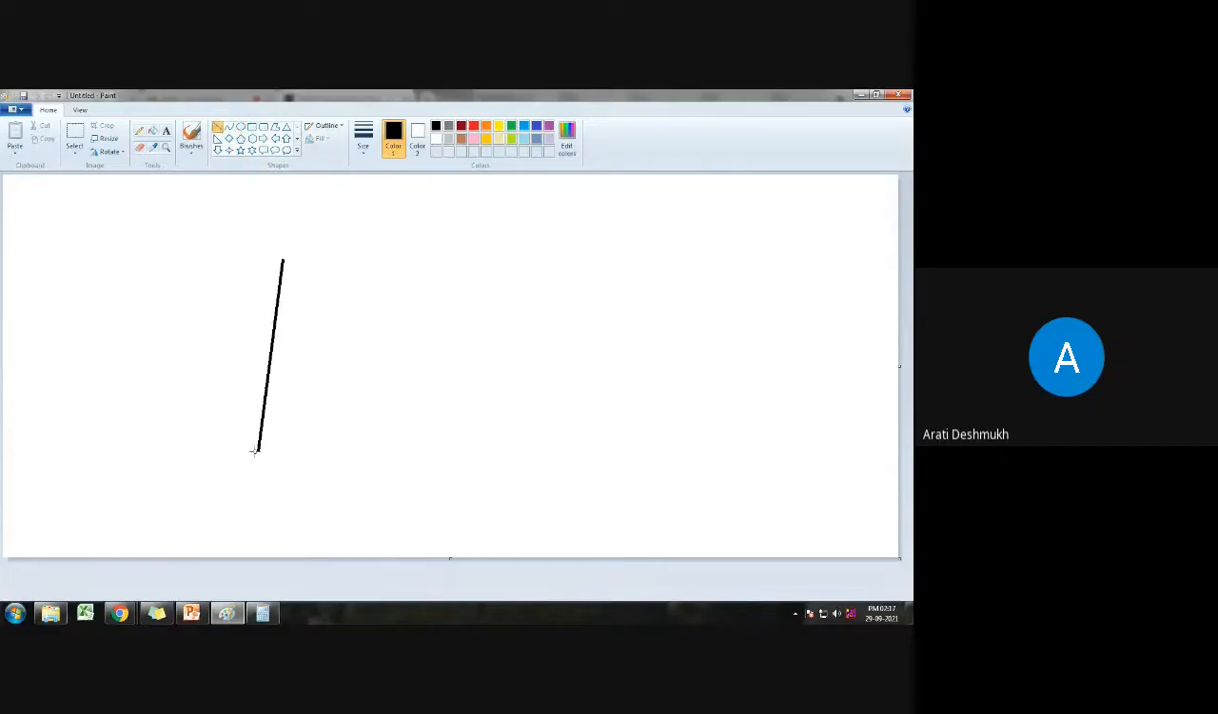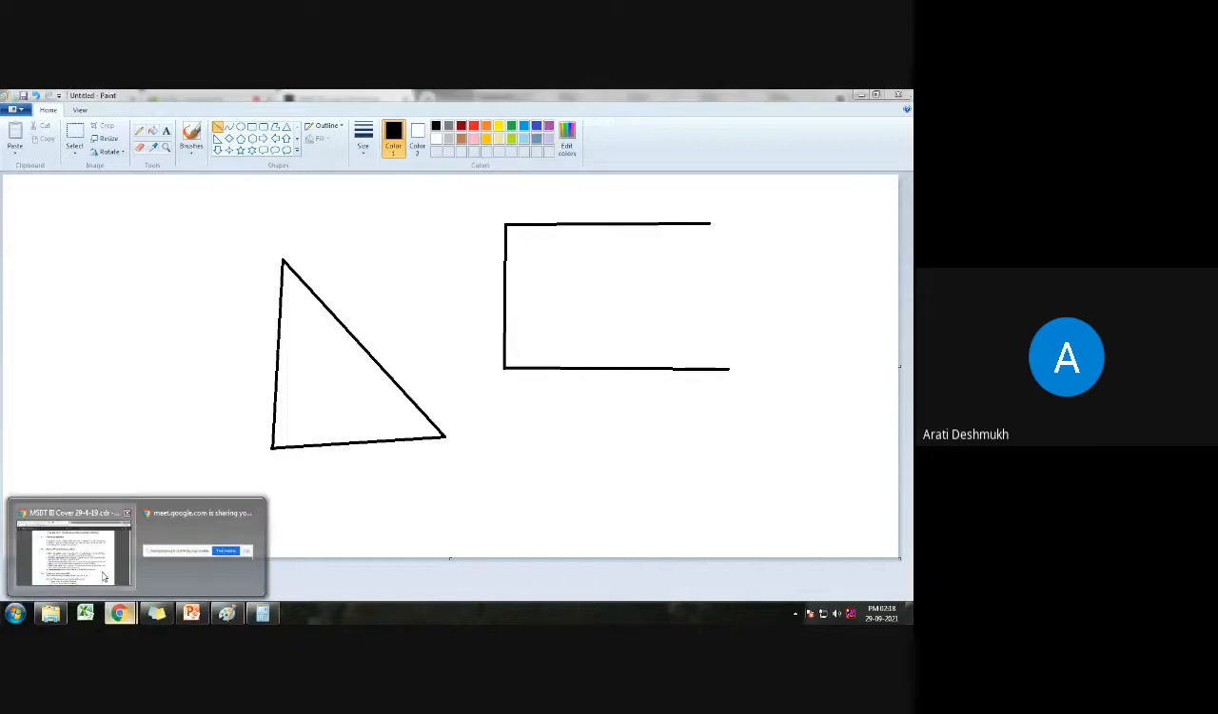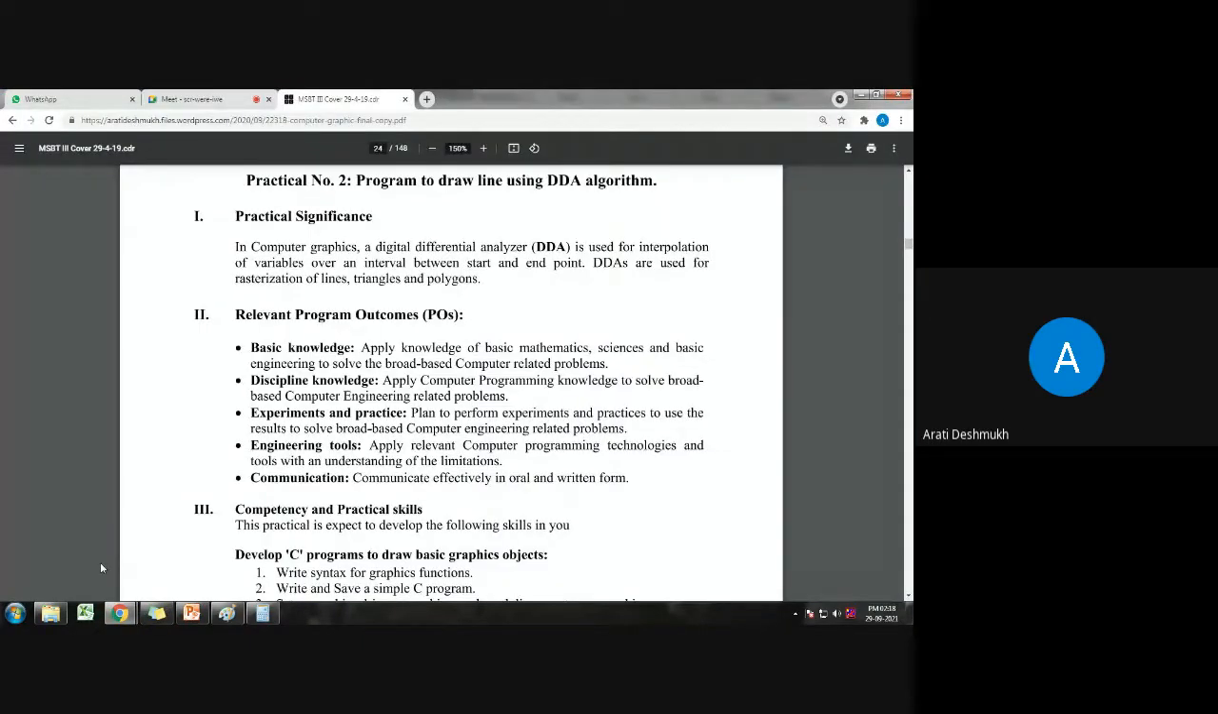There is a line, then there is a triangle. We can draw any type of object using a line. So with using a line, we can draw any type of shape like hexagon, triangle, rectangle, like this. So it is a rasterization of lines, triangles, and the polygon.